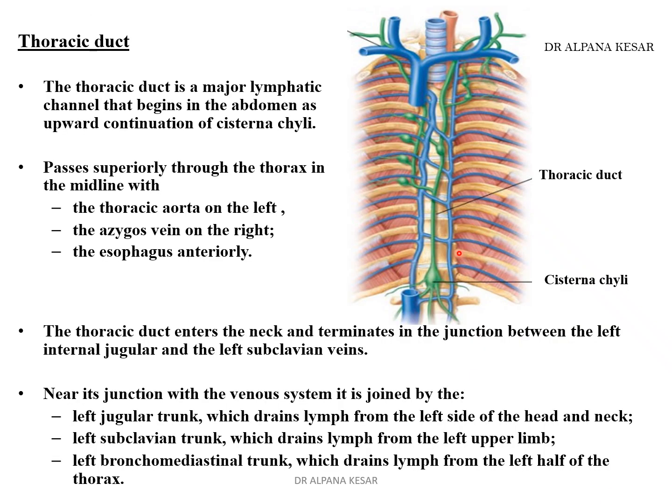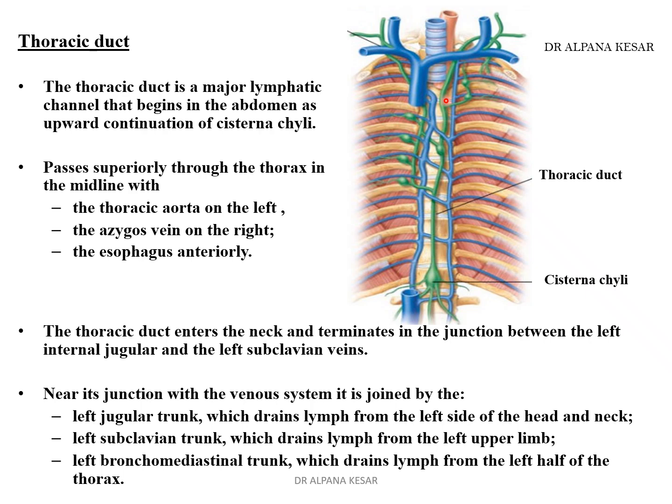Thoracic duct. This is the thoracic duct, which is a major lymphatic channel in the human body. The thoracic duct begins in the abdomen as an upward continuation of the cisterna chyli. It passes upwards in the thorax where it travels in the midline with the azygous vein on its right and the thoracic aorta on its left. Anterior to it is the esophagus.